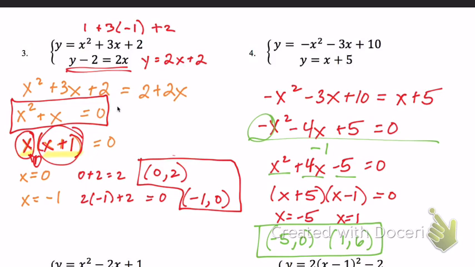Then I factor (x plus 5)(x minus 1), solve x equals -5, x equals 1, plug them into this equation, and I get (-5, 0) and (1, 6).